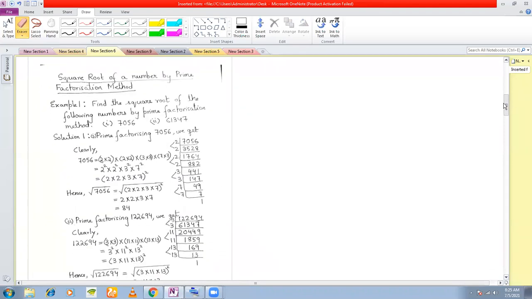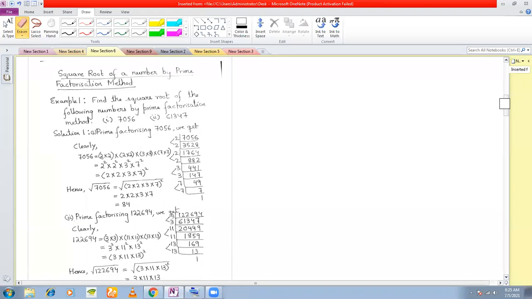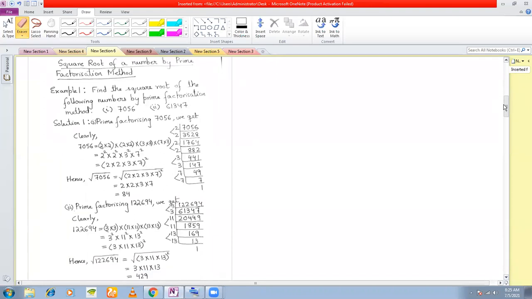Prime factorization method. If you see the first example here, I've given: find the square root of the following numbers by prime factorization. See, the method is mentioned here, so we'll do it by the prime factorization method only. So let's start with the first number. Let's understand how to do this. All this, the prime factorization method that I have done here, you will show it in your fair. You will not do it in rough in your examinations.